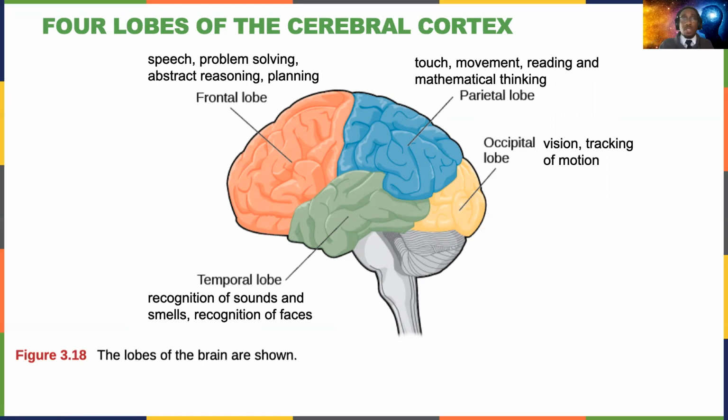Those are believed to be associated with the activity of the frontal lobe. Then there's the parietal lobe, which is involved in planning movements or receiving information about our sense of touch, as well as doing things like math and reading.